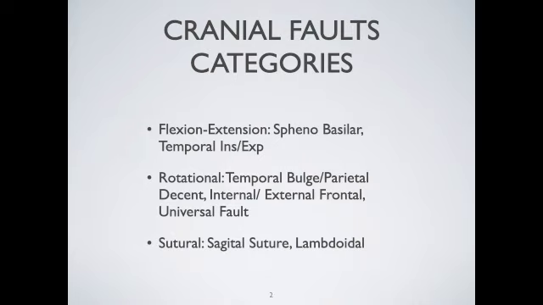Rotational cranial fixations, temporal bulge, parietal descent, and then we're going to be introducing internal, external, frontal, and then universal, and nasosphenoidal, which I didn't list in here. And the third category would be sutural faults, which can be anywhere there's a suture, really. And typically they are jammed. Often they're jammed. Sometimes they're separated depending on the suture.